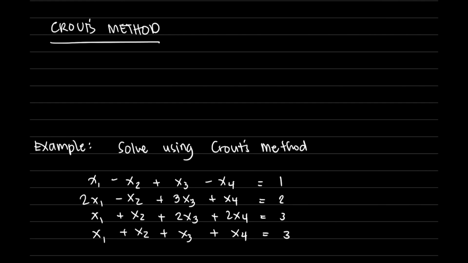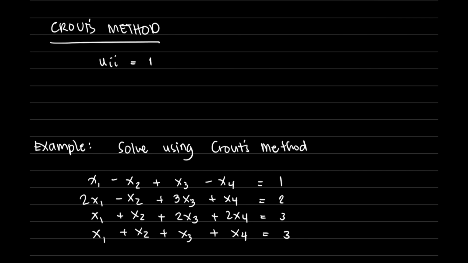Another way of solving a system of linear equations using the LU factorization or the LU decomposition is by Crout's method. Crout's method is actually similar to that of the Doolittle's method. However, in the Doolittle's method, the diagonal elements of the lower triangular matrix are equal to 1. Whereas here, the diagonal elements of the upper triangular matrix are equal to 1.